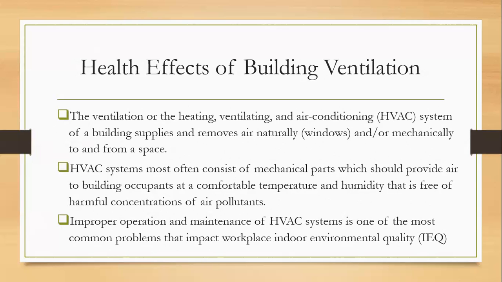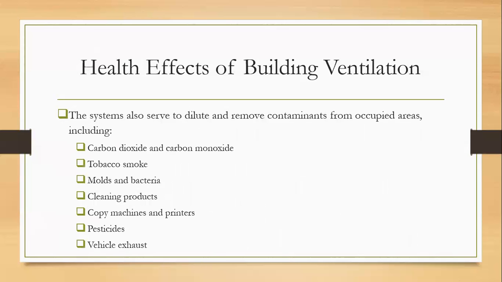However, when you have improper operation and maintenance of your HVAC system, it can affect your workplace indoor air quality. For example, the systems need to function to dilute and remove contaminants from areas that are occupied. And some contaminants that can come into your buildings could be carbon dioxide, carbon monoxide, tobacco smoke, even mold and bacteria. Cleaning products, pollution such as ozone pollution from copy machines and printers. Then there's pesticides, vehicle exhaust, all of these things.